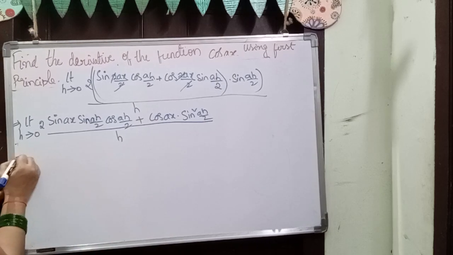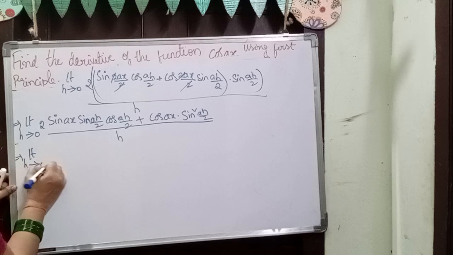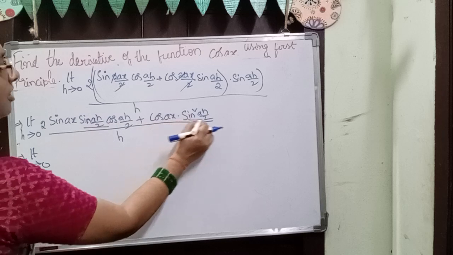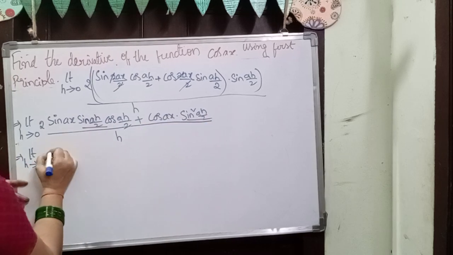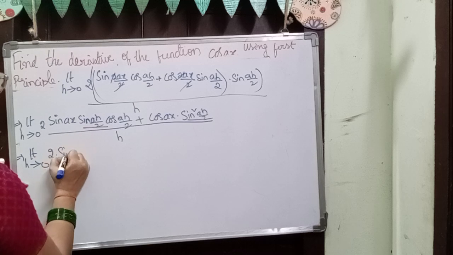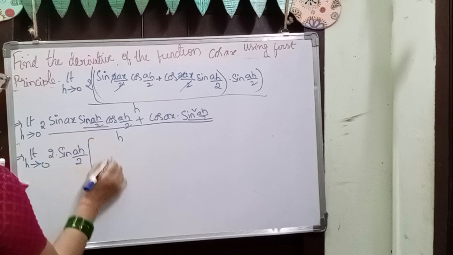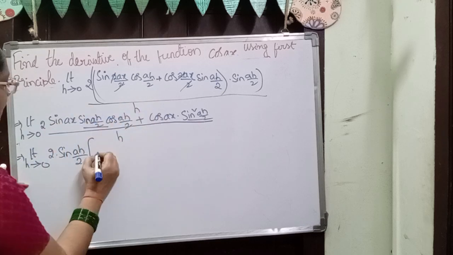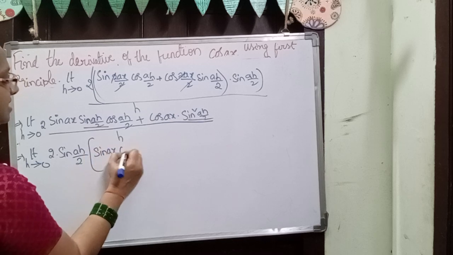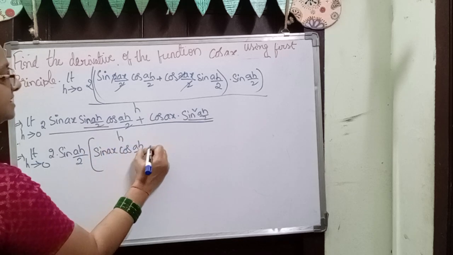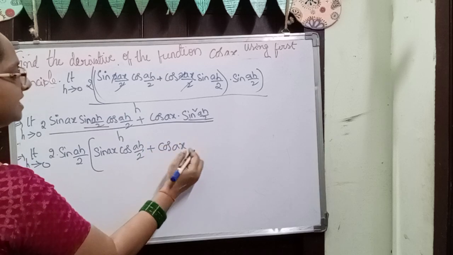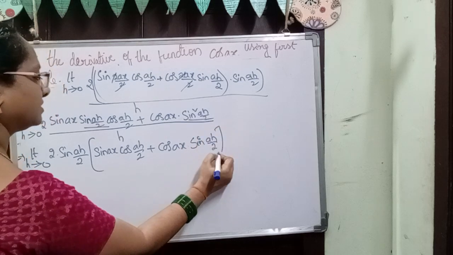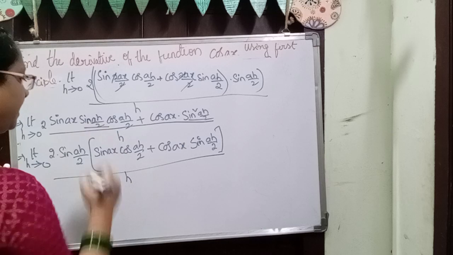That implies limit h tends to 0. In this and in this you can take common. Let us take that common: 2 into sin ah by 2 is taken common here. So what is left: sin ax cos ah by 2 plus cos ax into sin ah by 2, whole by h.